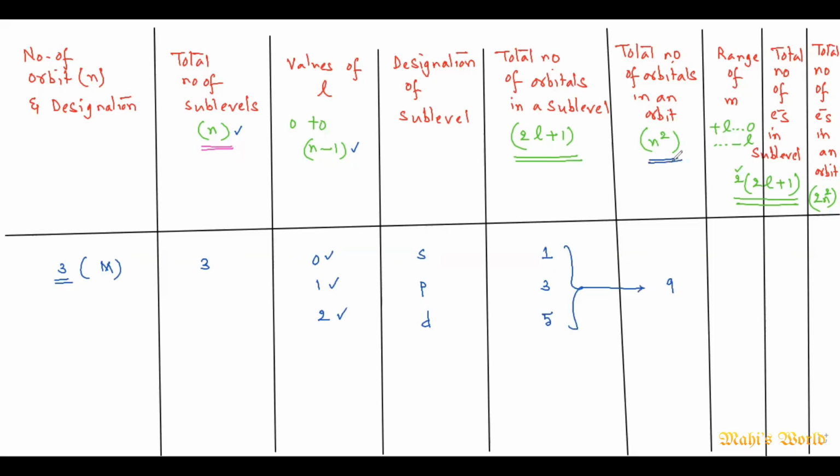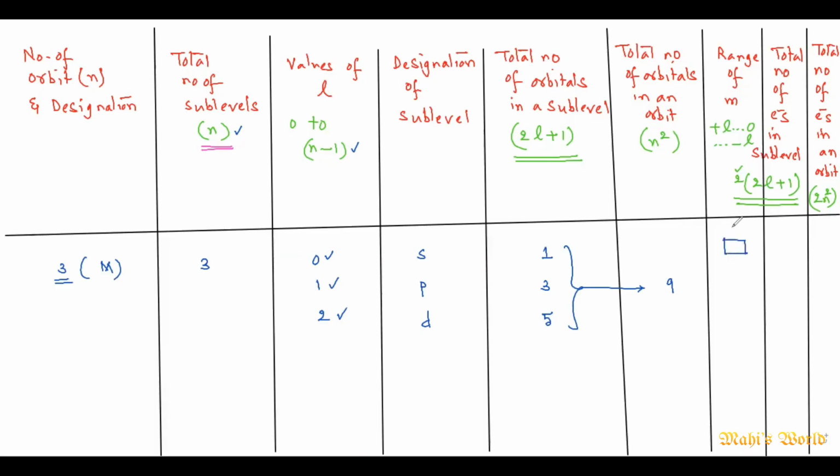You can use this n square formula. See, 3 square is equal to 9. That's how you got everything. So just check with that. 9. Next, coming to the range of M, I have to be a little clear.